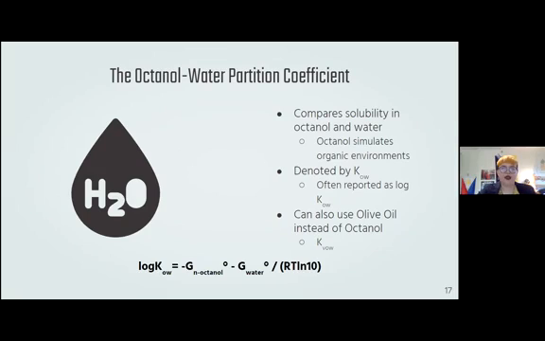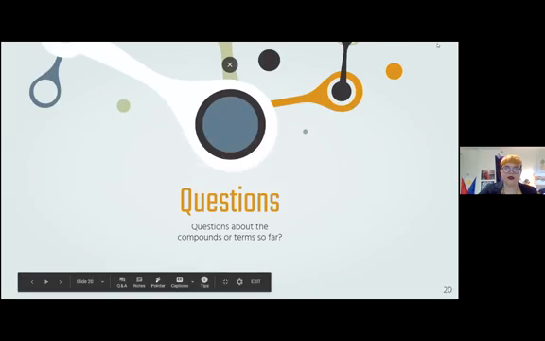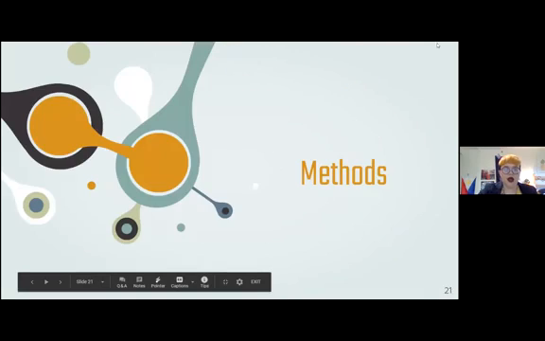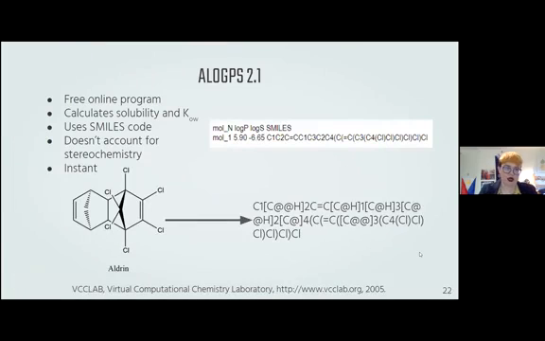Okay, barring any other questions, I'm going to move on. So now I want to talk a little bit about the methods that were used here. So first of all, ALOGPS 2.1. ALOGPS 2.1 is a free online program that calculates both solubility and KOW of a compound just by inputting what's something called a SMILES code.